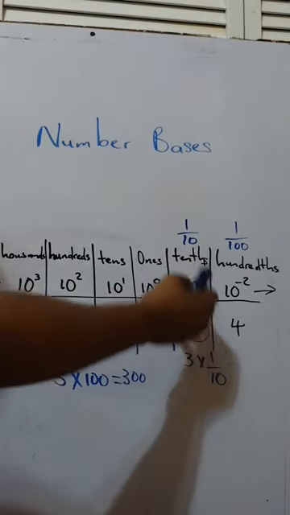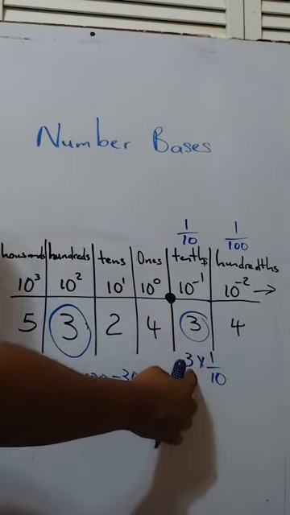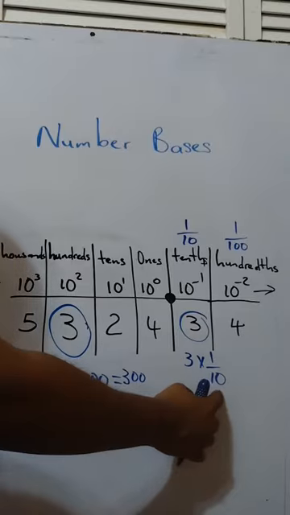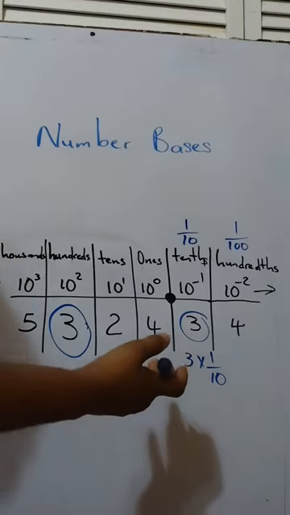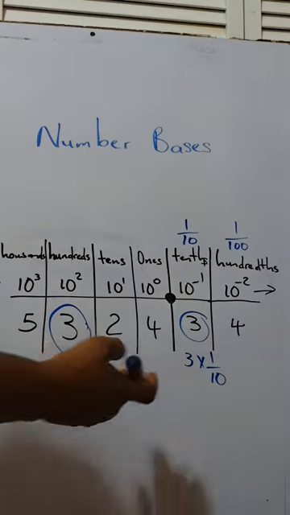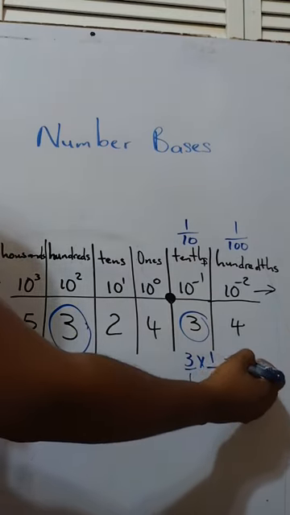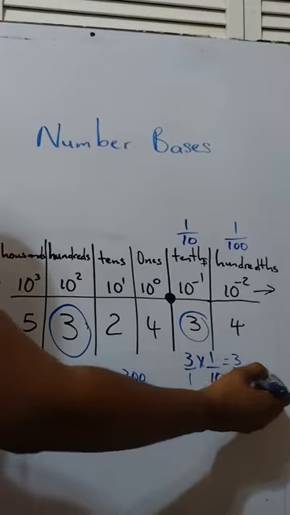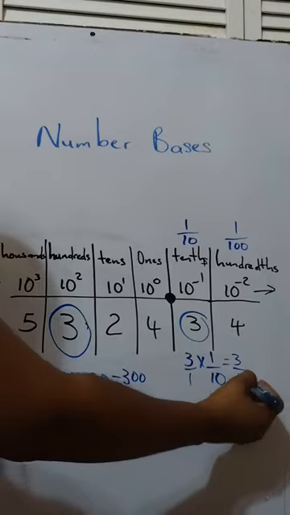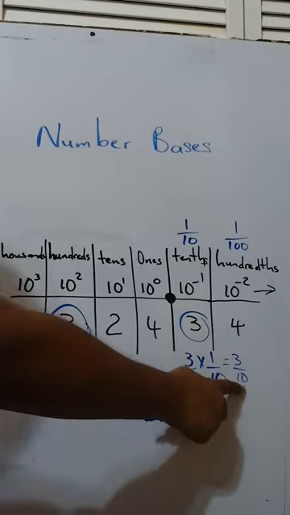So 3 being in the tenths column means that it is 3 that is multiplying 1/10. What is the overall value of this now? If I multiply 3 by 1/10, that means 3 times 1 is 3, and 1 times 10 is 10. So that will give me a value of 3/10.